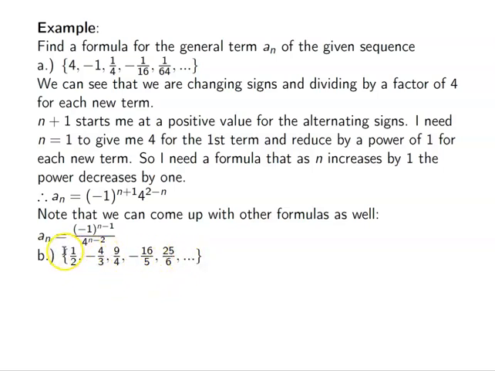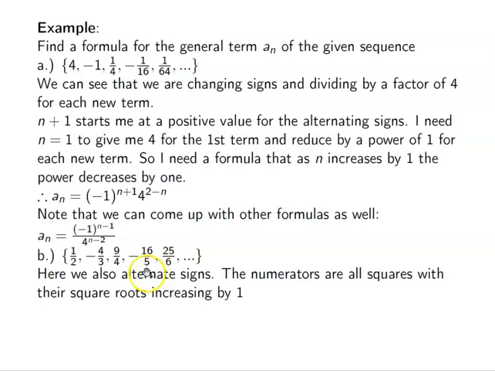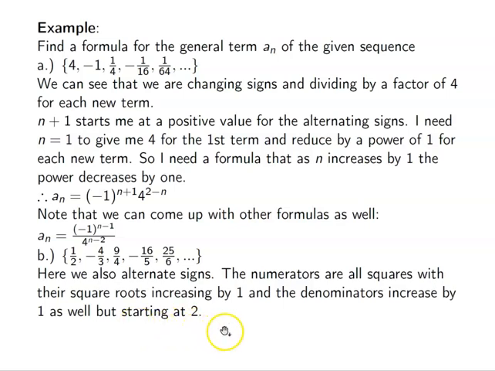If you look at the numerator, these are all powers, right? This is 1 squared, 2 squared, 3 squared, 4 squared, 5 squared. So the numerator is just n squared. Whatever term I'm on, I'm squaring that numerator. So I have my alternating signs. The numerators are all squares, where their square roots are the things that are increasing by 1, right? And the denominator increases by 1 every time, but it starts at 2, so it's been shifted by 1. So that sequence would be negative 1 to the n plus 1 power, n squared on top, n plus 1 on the denominator.